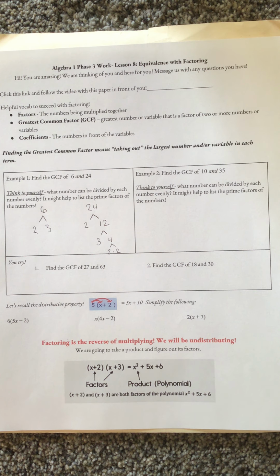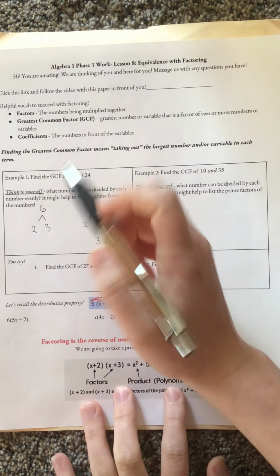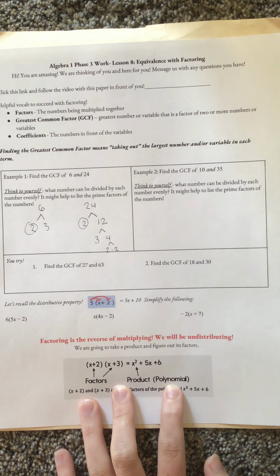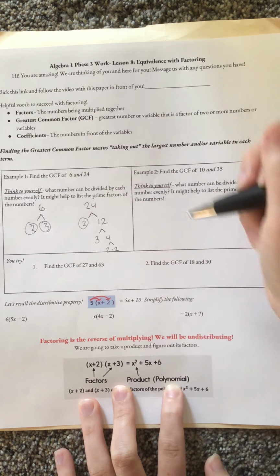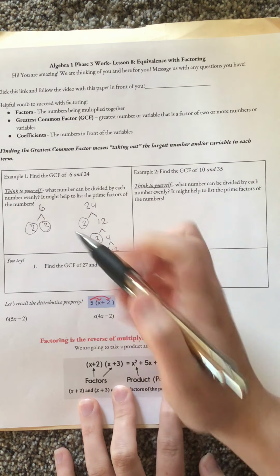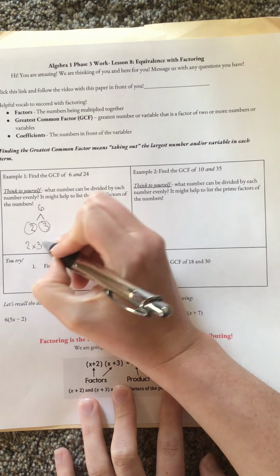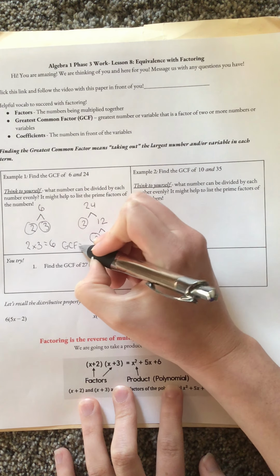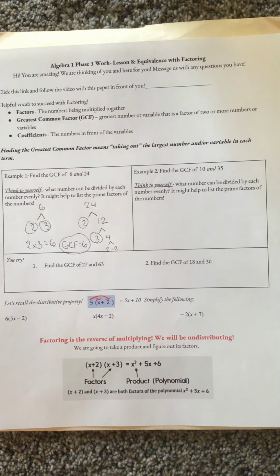Now, finding the GCF, we have to see what they have in common. 6 has a 2. 24 has a 2 as one of its factors. 6 has a 3. 24 has a 3. So since they both have a 2 and a 3, we take 2 times 3, which equals 6. So our GCF is 6. So again, we wrote the prime factors of each number, figured out what they have in common, and then that becomes our GCF.